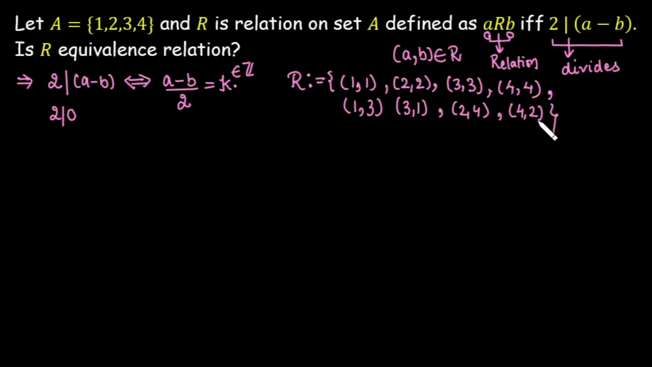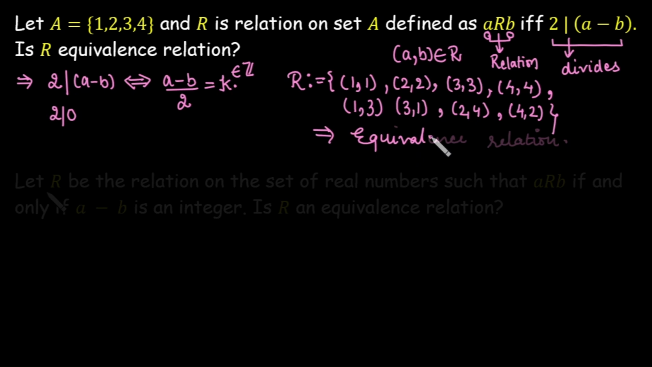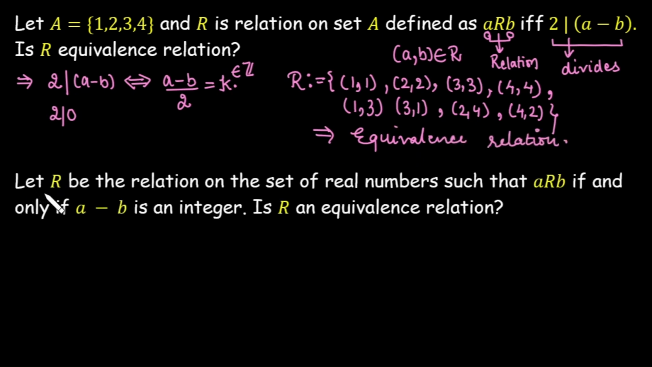So it means we have these ordered pairs in the relation R. As you can observe, we have already done that. This is the equivalence relation in the previous example. With the same procedure, we can say that this is an equivalence relation. Here we have taken the next example.